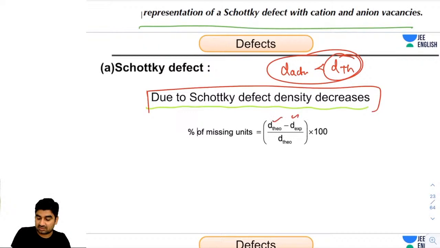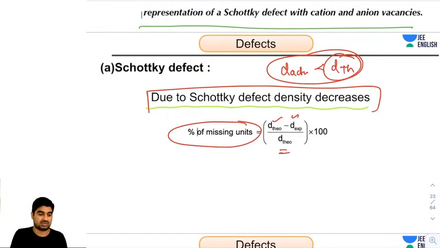So theoretical minus actual upon theoretical into 100 will give you the percentage of missing units. How many percent of units are missing? The same ratio density will decrease. Right? Note it down. If somebody asks you the missing percentage, then you can find it: theoretical density minus experimental density upon theoretical density. So guys, now let's move to the next point.